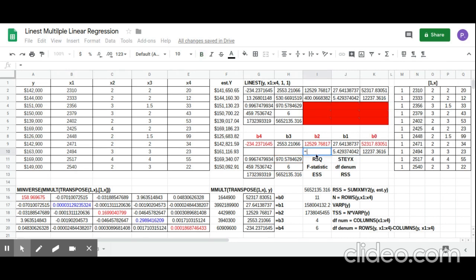And the standard error value of slope 2 is equal to the standard error of the estimate times the square root of this value, which is 400.066, and matches our LINEST output. The standard error value of slope 3 is equal to the standard error times the square root of this value. This is 530.669, and matches our LINEST output. And the standard error for slope 4 is the standard error of the estimate times the square root of this value, and this matches our LINEST output. This completes the LINEST multiple regression of 4 independent variables.